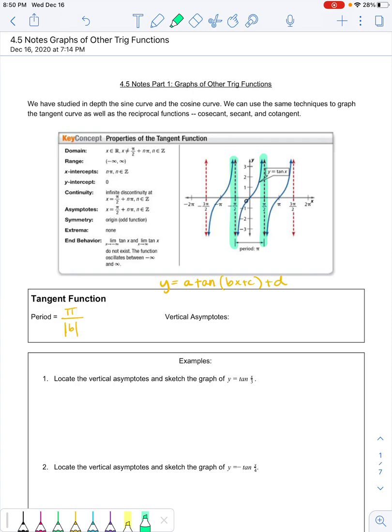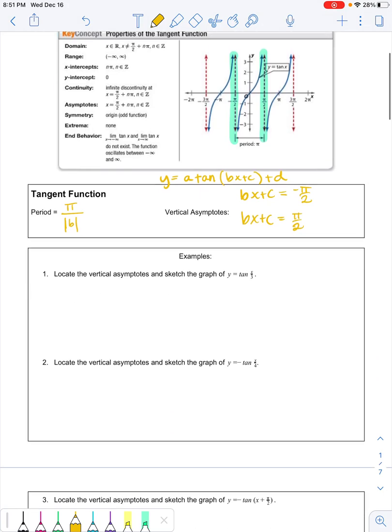So finding the vertical asymptote is just a simple calculation. Take your bx plus c and set it equal to negative pi over 2 as your comparison. Find x. Then take your bx plus c and set it equal to positive pi over 2 and find x. So let's try that with one quick example. Locate the vertical asymptotes and then quickly sketch the graph.